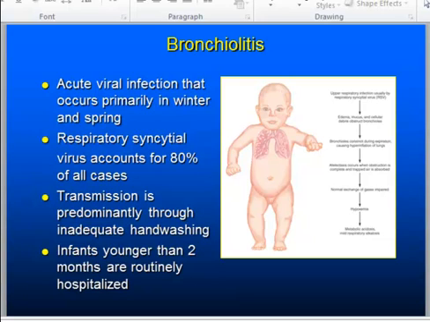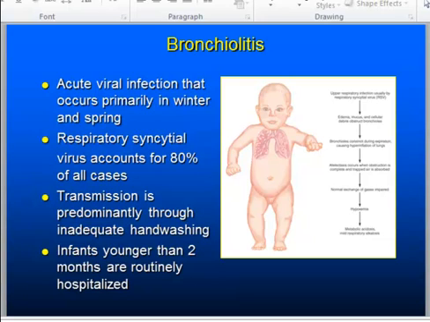Now we're going to be talking about bronchiolitis. Bronchiolitis is inflammation of the bronchioles. It is a significant cause of hospitalization in infants younger than 1 year of age. And RSV, which is your respiratory syncytial virus, is the causative agent in more than half of those cases.